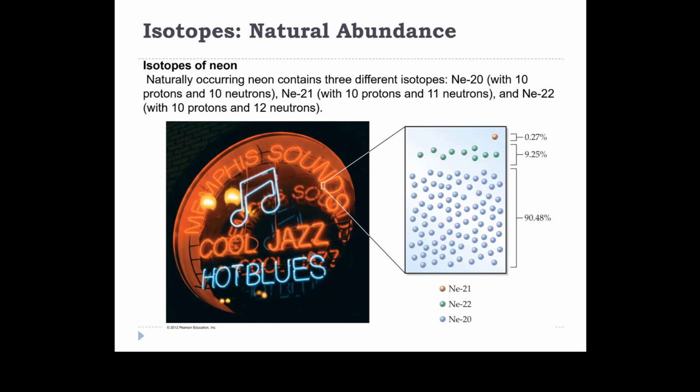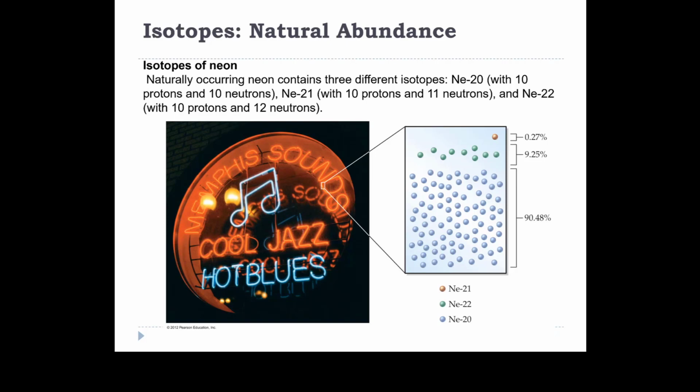Then we talked a little bit about isotopes last time. We said an isotope is something that has the same number of protons, but has a different number of neutrons. And so on the screen, you're looking at a neon sign, like a beer sign or bar sign or whatever. And that neon is made up of 3 different isotopes. We've got what we call neon 21, neon 22, and neon 20. And we can see that it's majority neon 20. It's 90.48% neon 20. There's a little bit of neon 22 there at about 9.25%. And then there's a very, very small amount of neon 21.